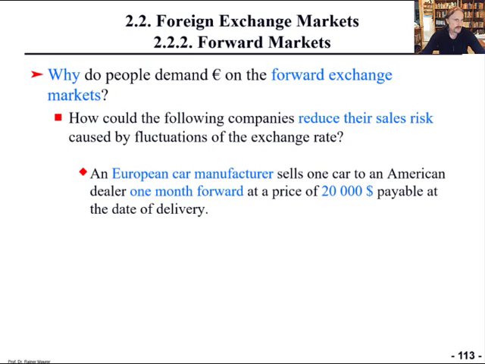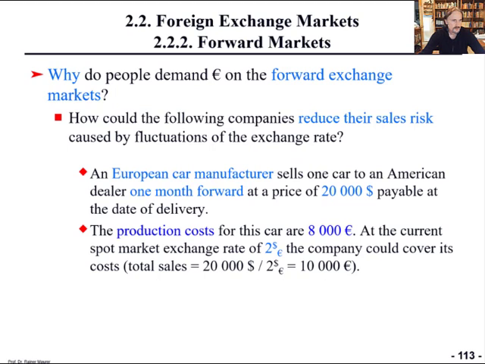On one hand, we have a European car manufacturer who sells one car to an American dealer, let's say 1 month forward at a price of $20,000 payable at the date of delivery. The production costs for this car are 8,000 euro. At the current spot exchange rate of, let's say, $2 per euro, the company could cover its costs and make a profit of 2,000 euro.